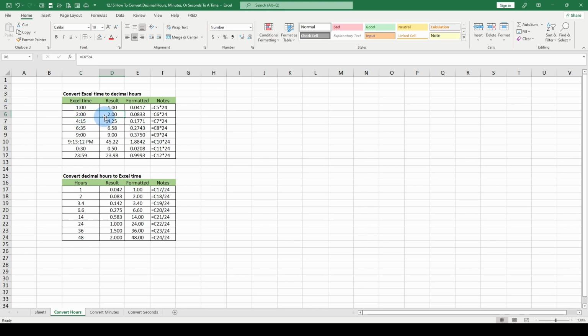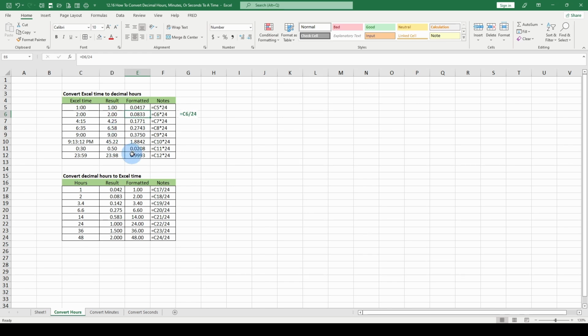2 would be 2 times 24, which is 2 a.m. times 24, which represents 0.0833 of an hour. And this is confusing because right now you're thinking C6 times 24, that should be 48. This is Excel time. This is not human time. We have to think in terms of what the translation over to Excel time to decimal hours.